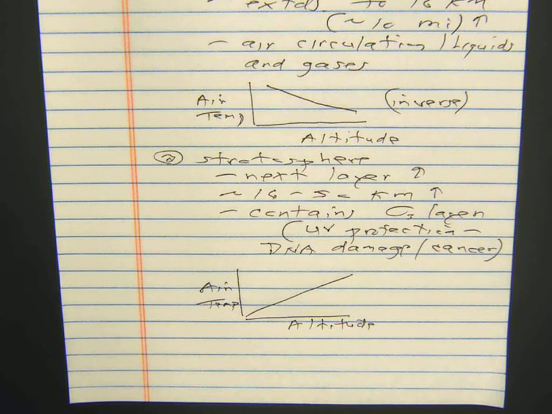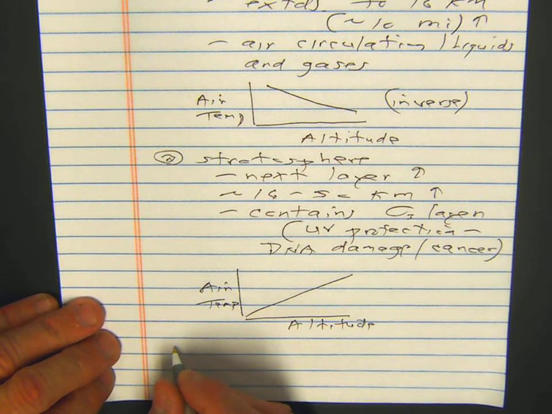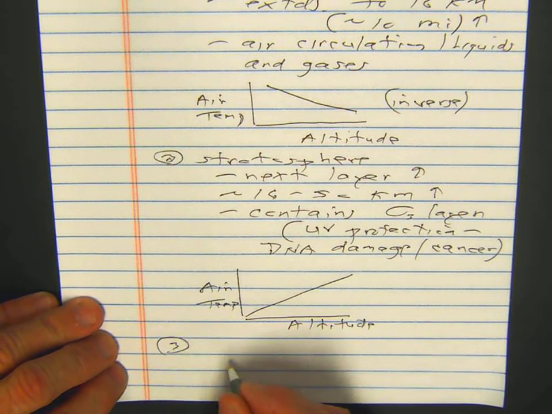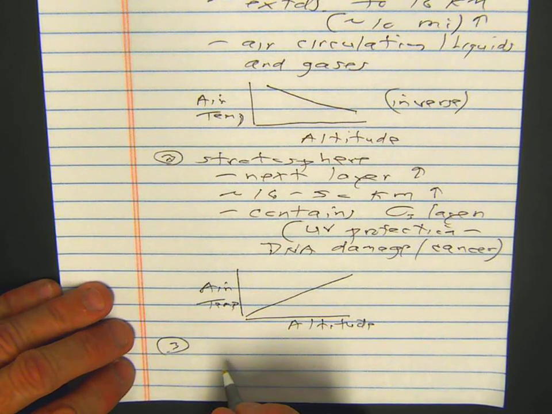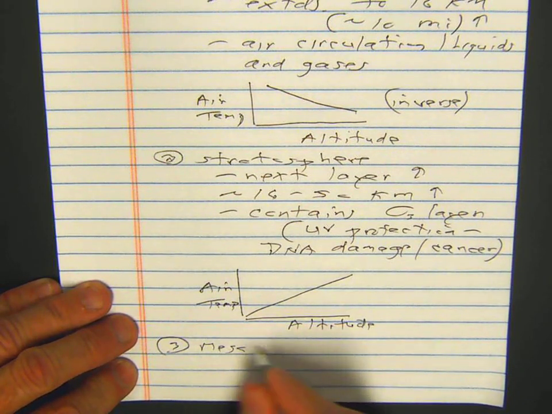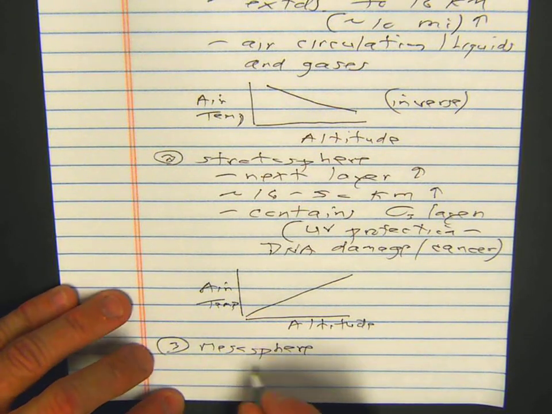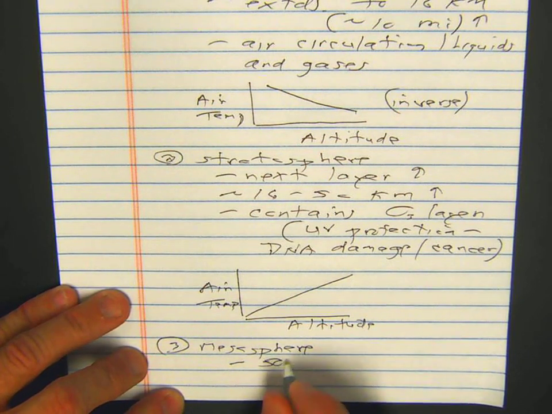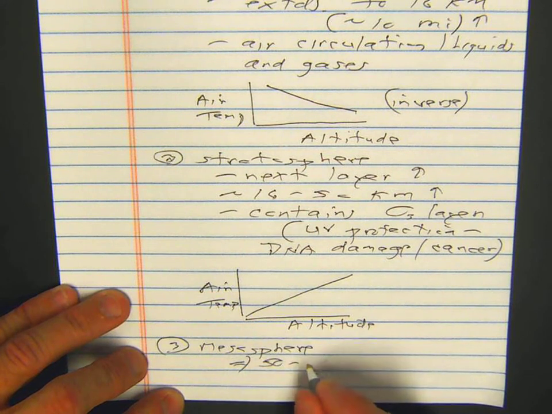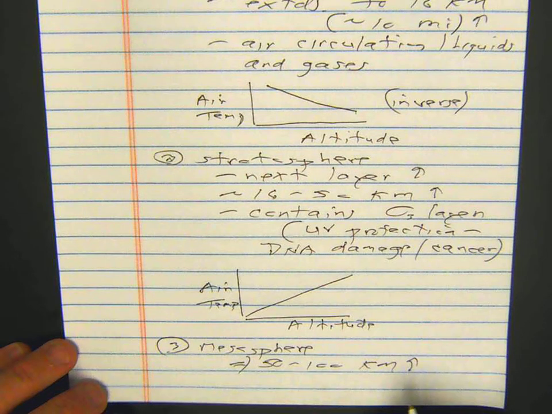All right, the next layer up, on top of the stratosphere, is called the mesosphere. A couple of key things to remember: this is probably around 50 to 100 kilometers above the Earth.